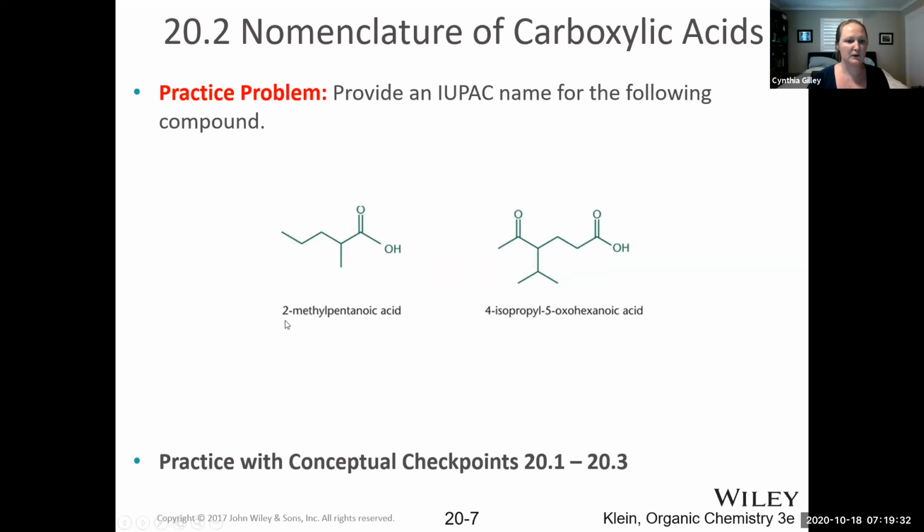Okay, so hopefully you came up with 2-methylpentanoic acid. I got that by starting my locant counting here at 1, 2, 3, 4, 5. Right, so there's a substituent and methyl group at carbon number 2. Because this would be a pentane, right, we drop the E and add the oic acid. So 2-methylpentanoic acid is what we come up with.